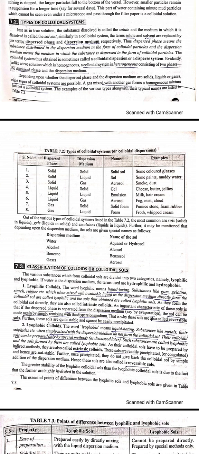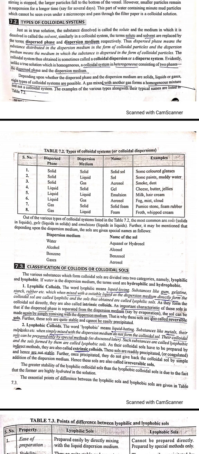Then our fourth: if the dispersed phase is liquid and the dispersion medium is solid, then the name will be gel. Examples will be cheese, butter, jellies. If the dispersed phase is liquid and the dispersion medium is also liquid, then the name will be emulsions, and examples will be milk, hair cream. Then if the dispersed phase is liquid and the dispersion medium is gas, then the name will be aerosol, and examples will be fog, mist, cloud. If the dispersed phase is gas and the dispersion medium is liquid, the name will be foam, examples will be froth, whipped cream.